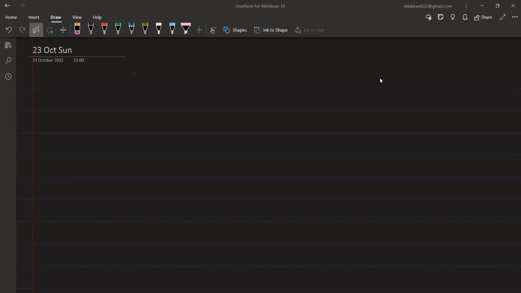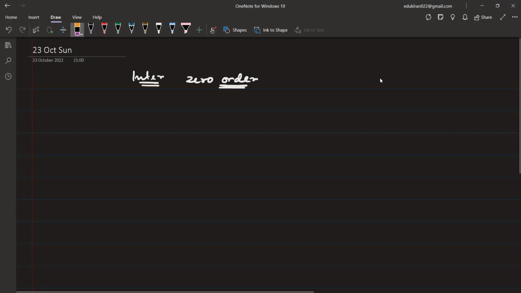Zero order integrated rate equation for zero order. Integrated rate equation for zero order.